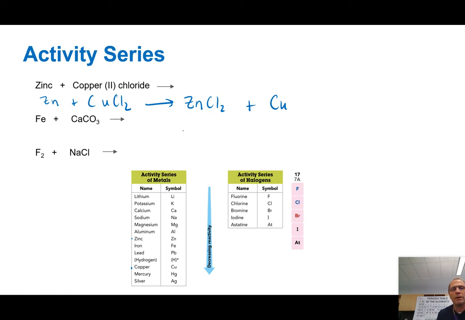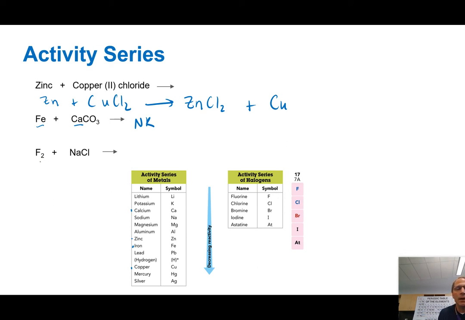That's kind of how it works. Let's try the next one. We have iron and calcium carbonate. If you look, we have iron here, and calcium up here. Is that reaction going to take place? It is not. No reaction is going to take place because the iron is less reactive than the calcium. It's not strong enough to bump it out of there and become a part of the solution.